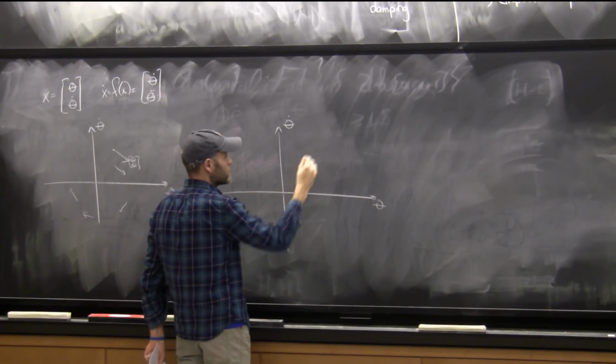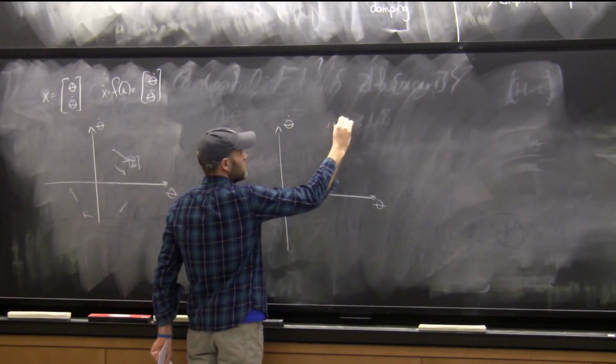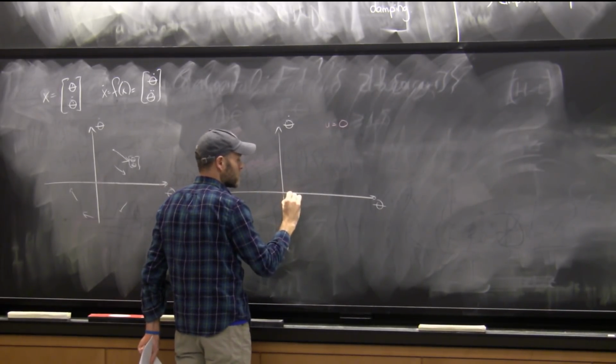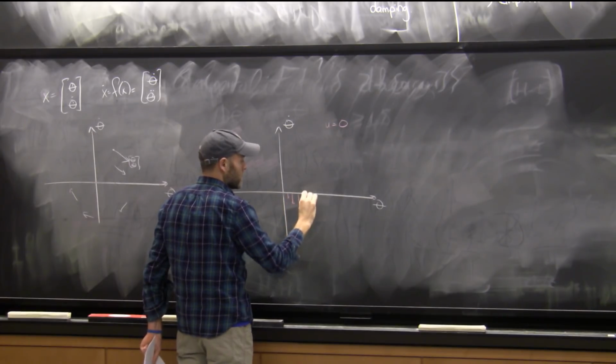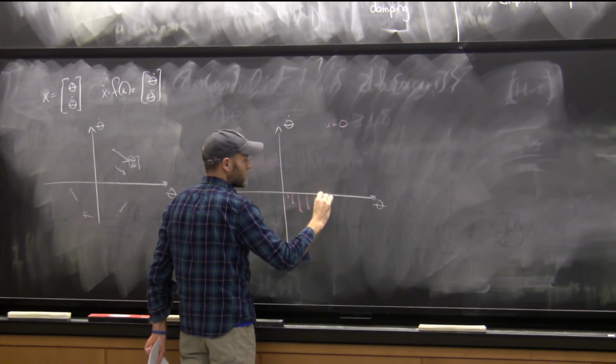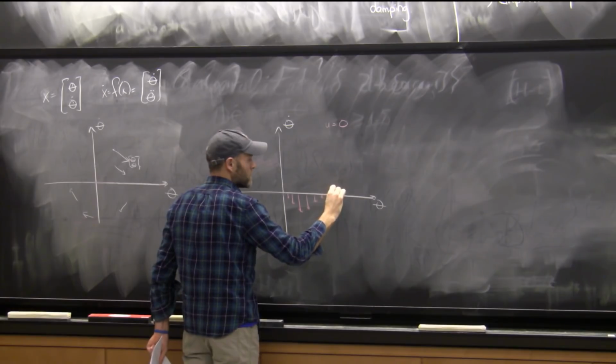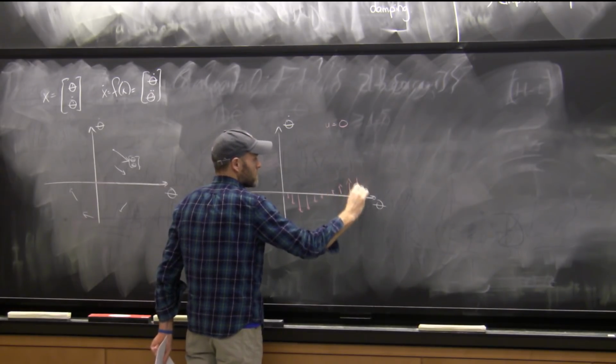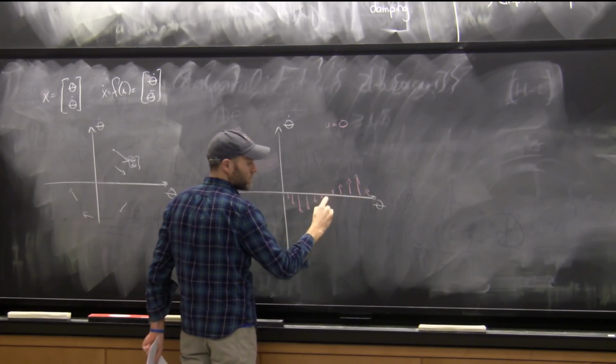Okay, so for u equals 0, it's going to look like a vector field that has my sine wave again. Okay, and this is the pi.